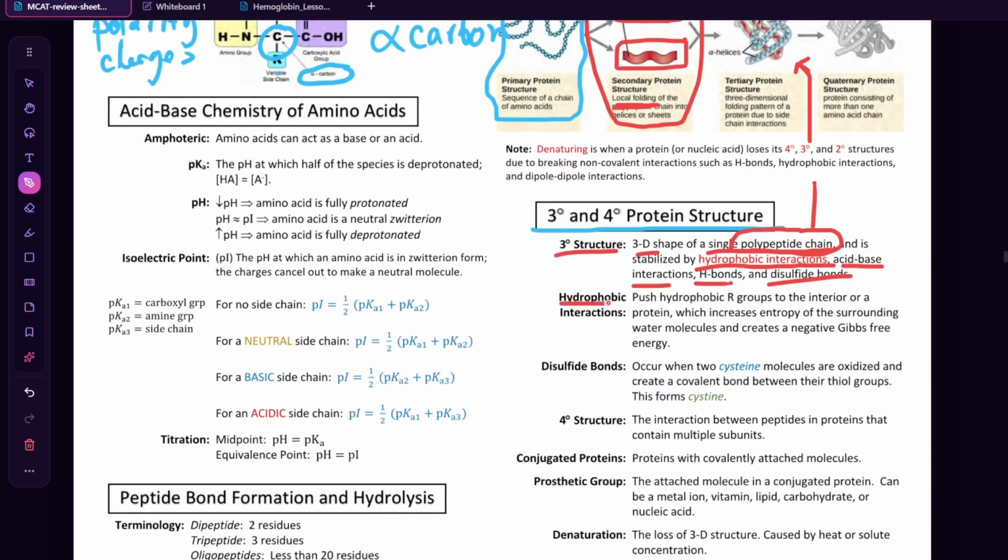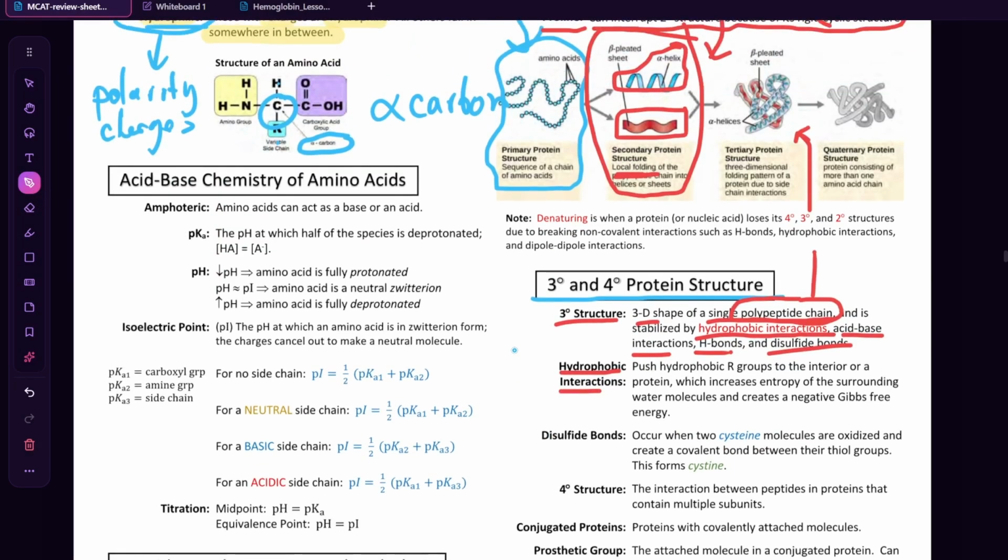and it's these bonds here. Hydrophobic interactions means pushing hydrophobic R groups to the interior of the protein, which increases entropy of surrounding water molecules and creates Gibbs free energy. So if you don't understand what any of that means, that's why biochem is like the cherry on top of learning everything, because it's connected to literally everything. It's connected to biology, and it is connected to general chemistry. It's connected to organic chemistry.